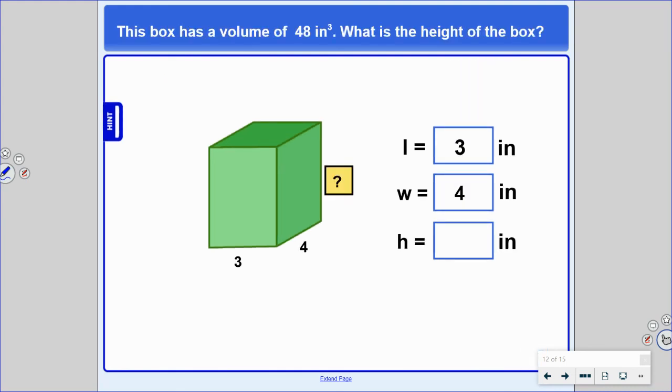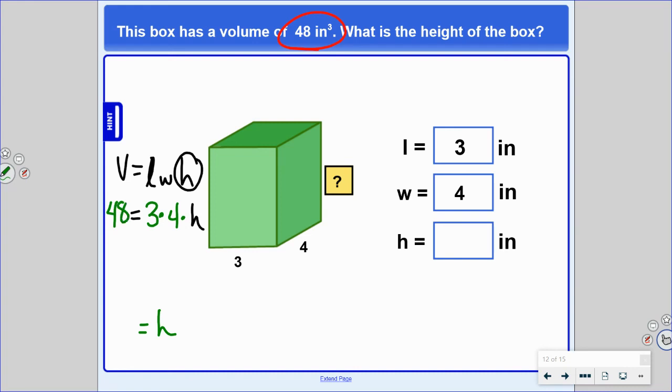All right, how about this guy? Where the length and the width are given, the height is not, and the volume is given. Well, you are welcome to write the formula down. And because the height is unknown, I like to circle that. But that means that every other dimension must be known in order for us to solve for that h. Well, in this case, length is 3, width is 4, volume is 48.